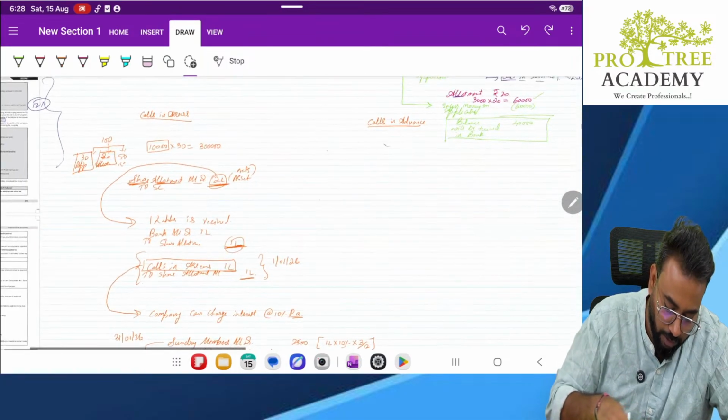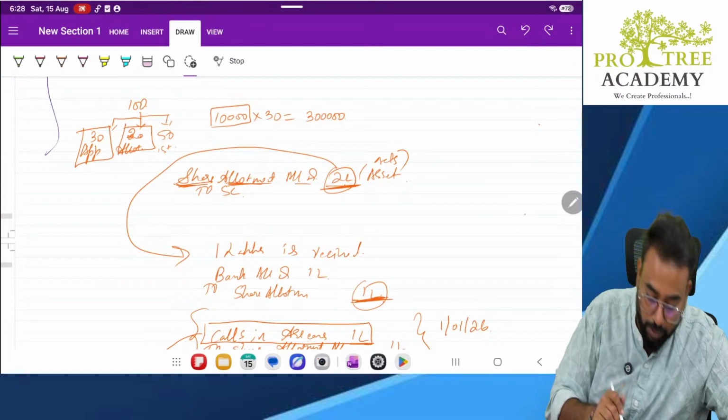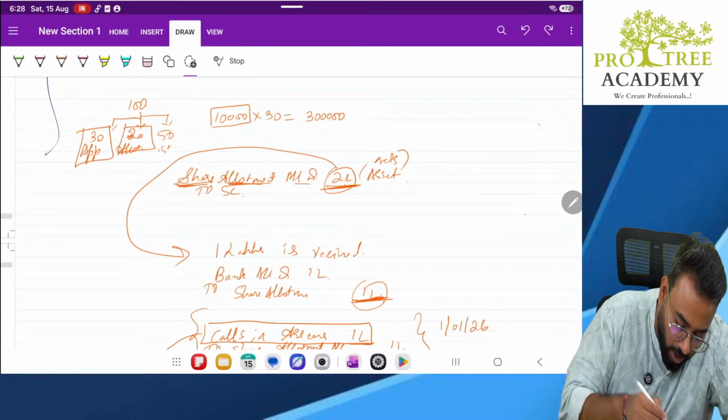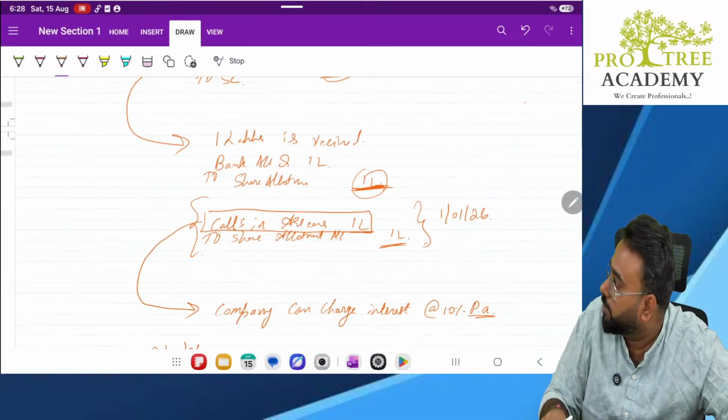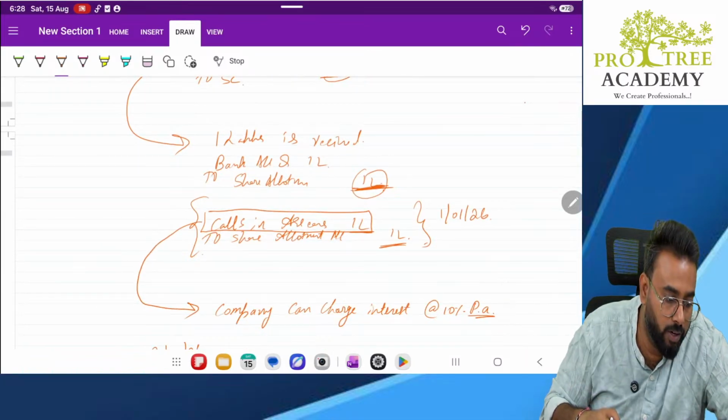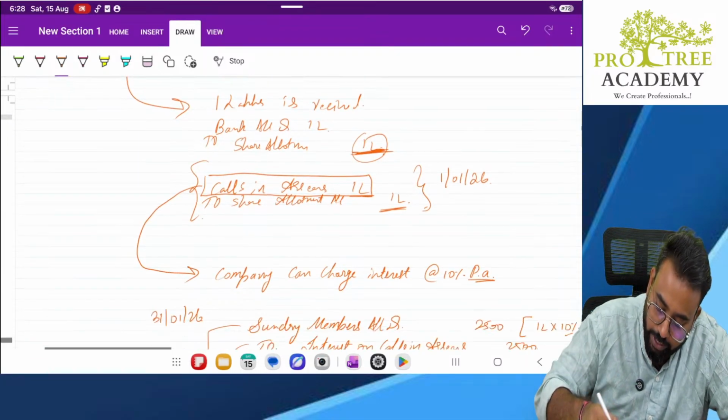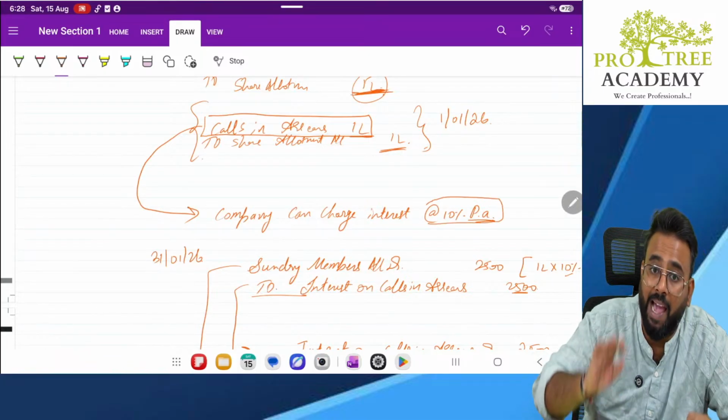First thing first, why was the calls in arrears account opened? It was opened because instead of carrying it in share allotment account, we shifted it to calls in arrears account. The moment you shift it into calls in arrears account, you can even collect the interest. So you can collect at max 10%.